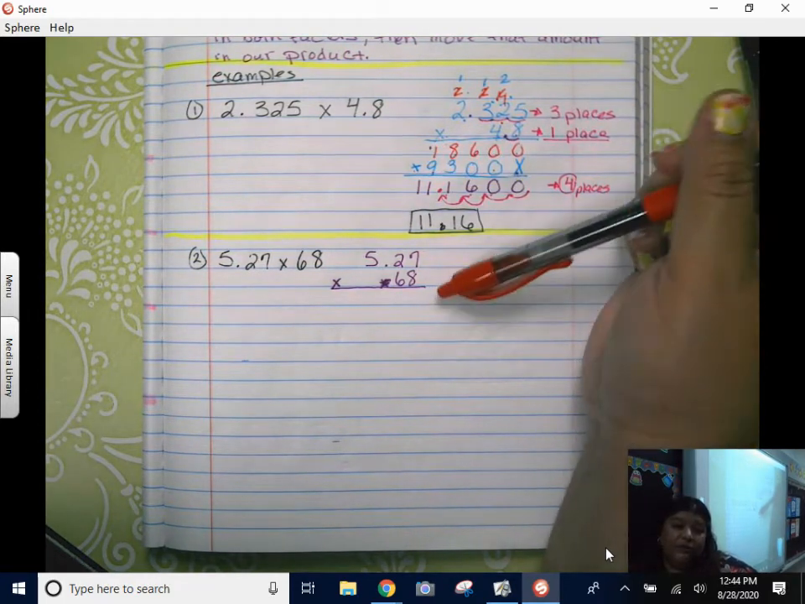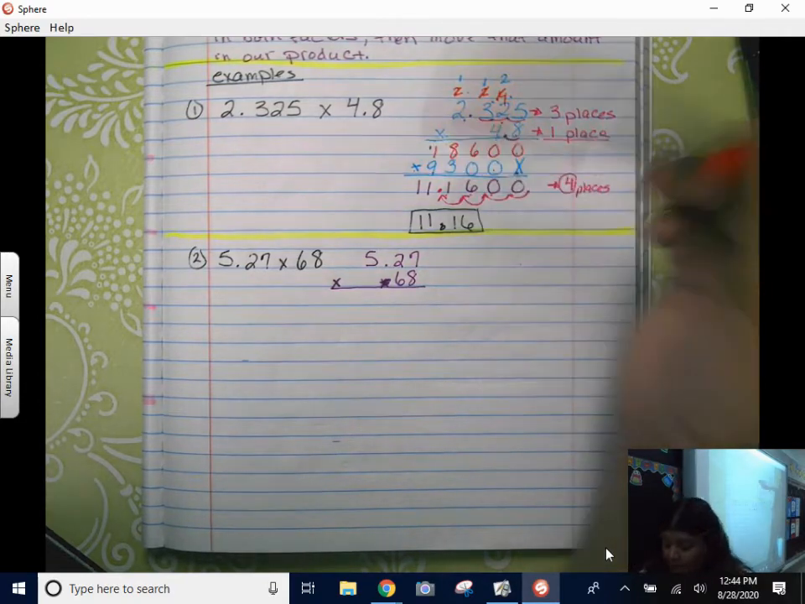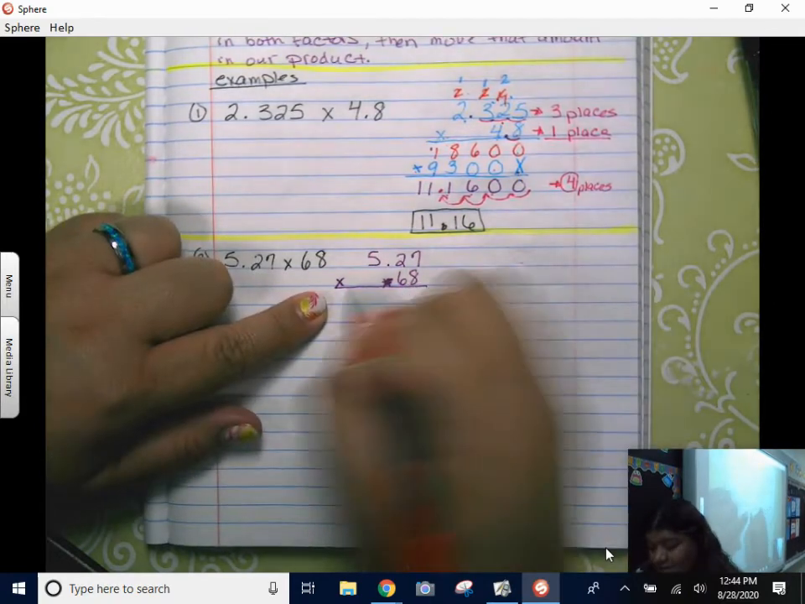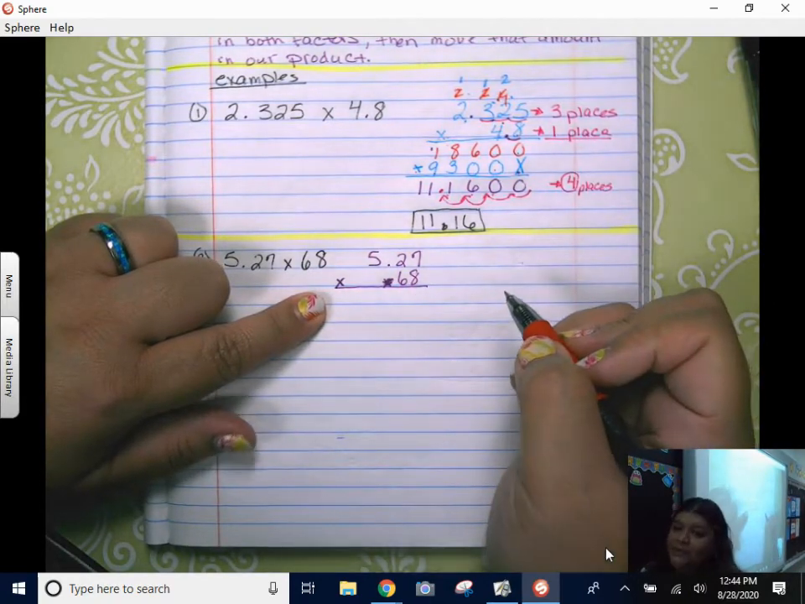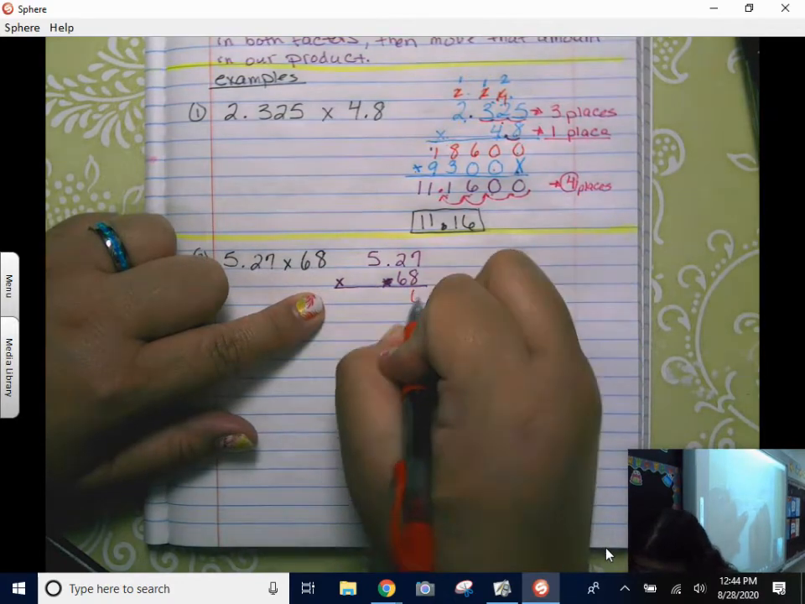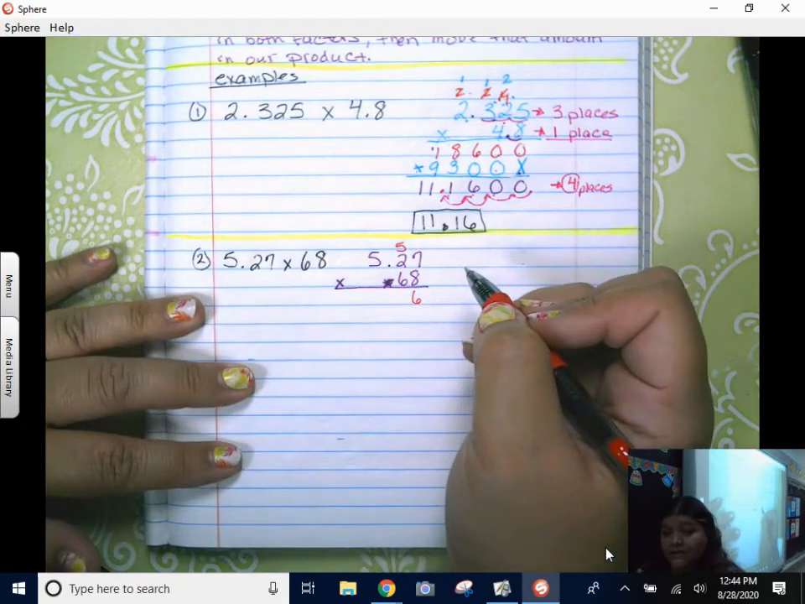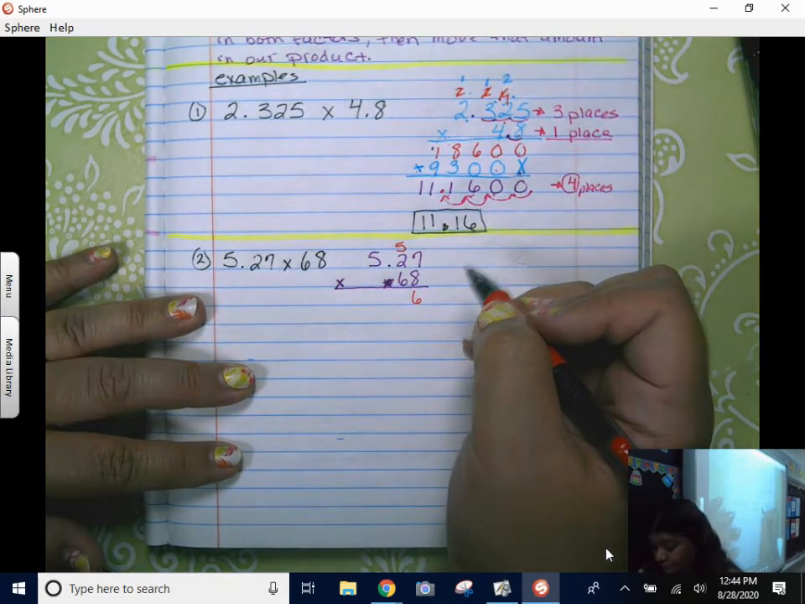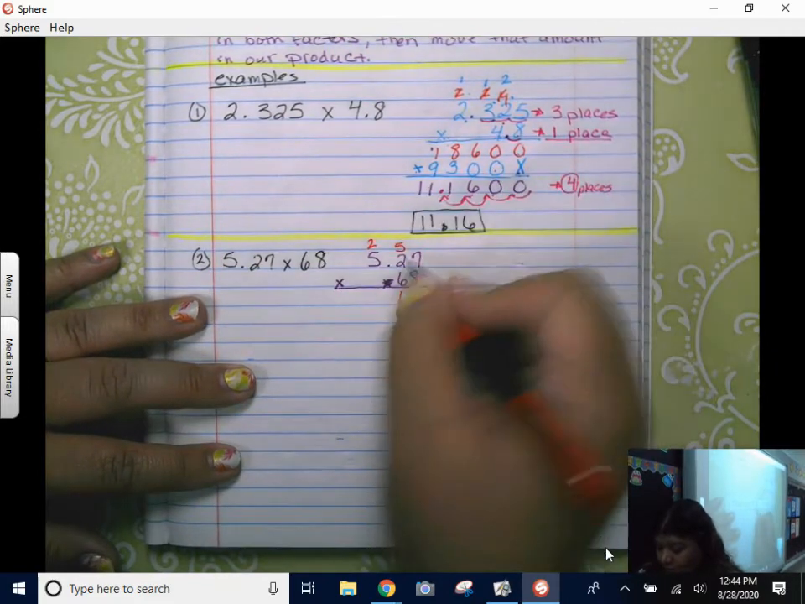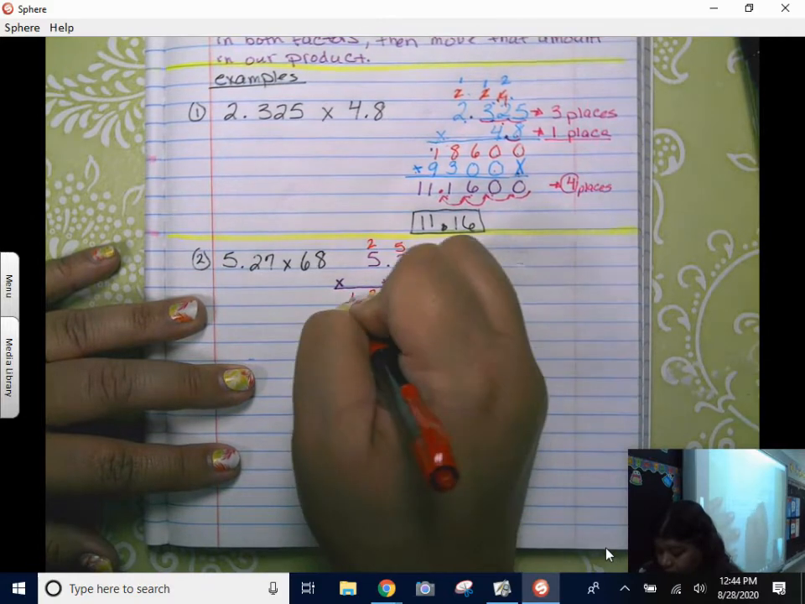So let's pretend we're multiplying the factor 527 times 68. Okay, so multiplication, here we go. 8 times 7 is what? Do you remember this one? It should be 56, right? Okay, 8 times 2 is 16, plus 5, 21. 8 times 5 is 40, plus 2, 42.